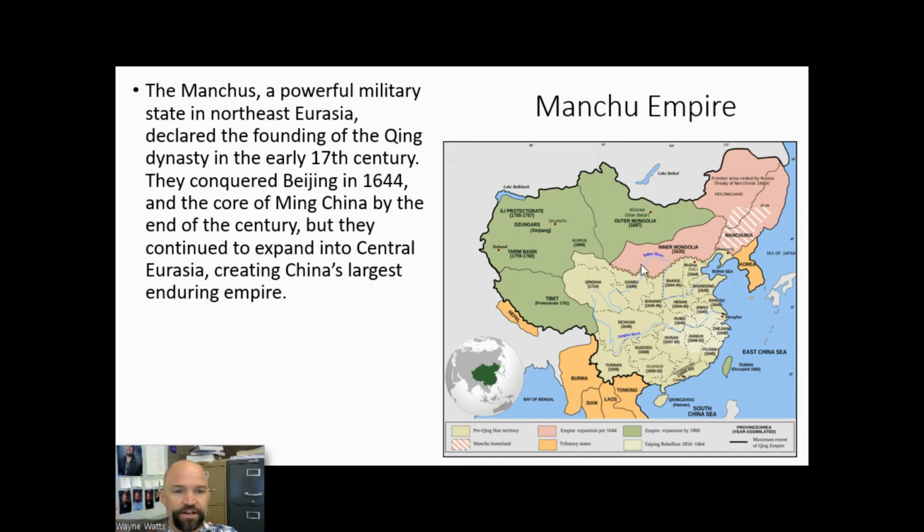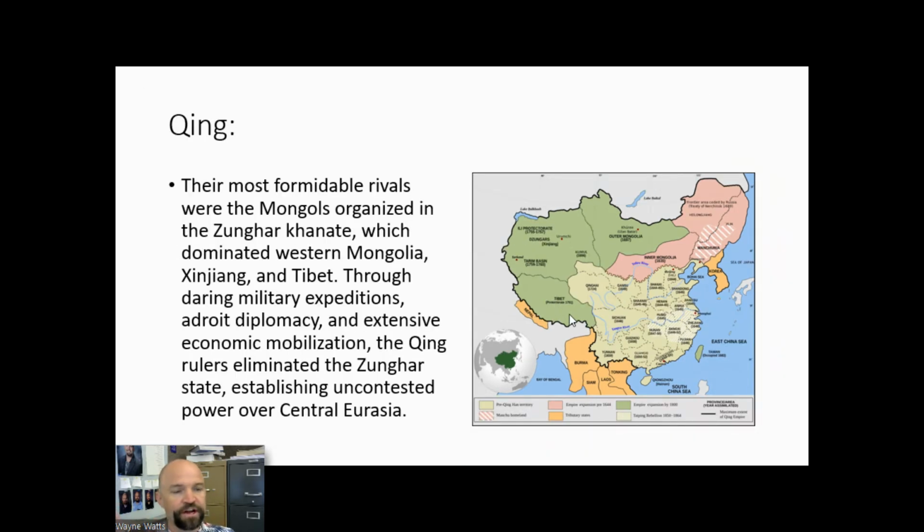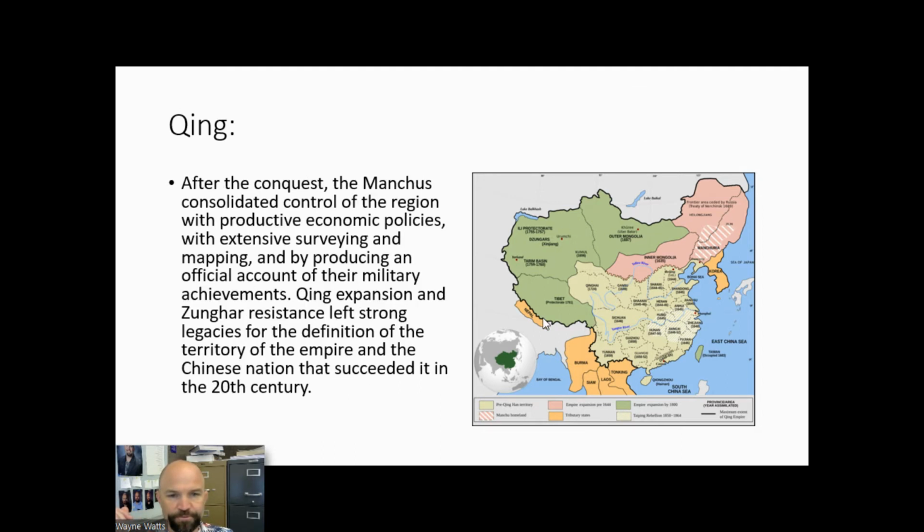And the core of Ming China by the end of the century, but they continued to expand into Central Eurasia, creating China's largest enduring empire. Their most formidable rivals were the Mongols, which were organized into something called the Jungar Khanate, which dominated Western Mongolia and Xinjiang and Tibet. Through daring military expeditions, adroit diplomacy, and extensive economic mobilization, the Qing rulers eliminated the Jungar state, established uncontested power over much of Central Eurasia.